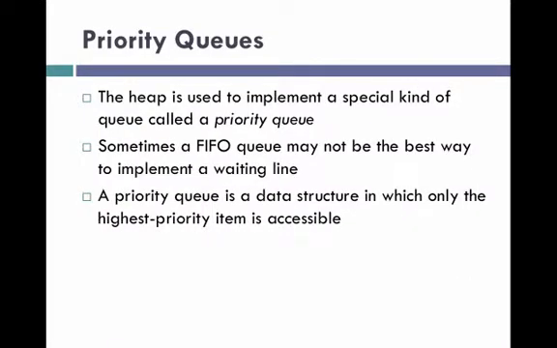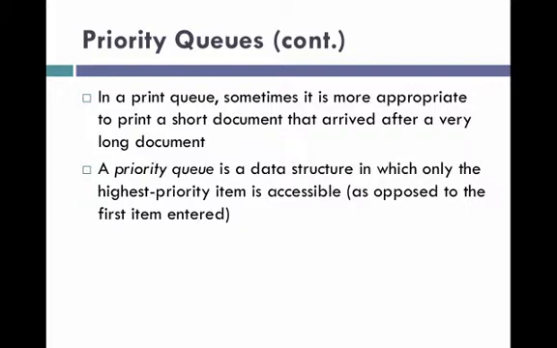Now the heap is used to implement a special kind of queue called a priority queue, and sometimes a FIFO queue may not be the best way to implement a waiting line. A priority queue is a data structure in which only the highest priority item is accessible. For instance, in a print queue, sometimes it's more appropriate to print a short document that arrived after a very long document, as opposed to the first item that was entered.